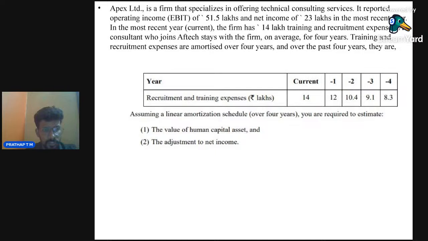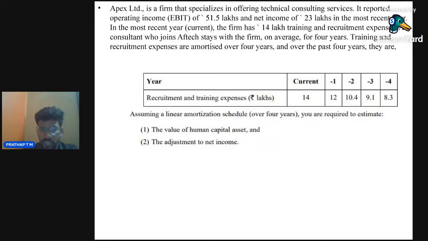Fourth year always will be zero. I hope earlier we made a mistake here. Here what we are doing, the first one is working note one. Very simple. That is what you have to do. 8,30,000 is the information which they give. How many years? 4 years.